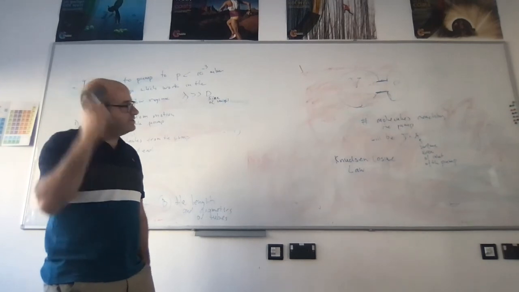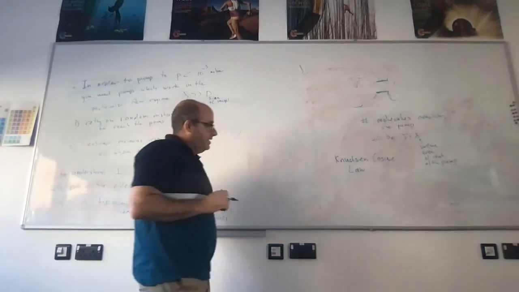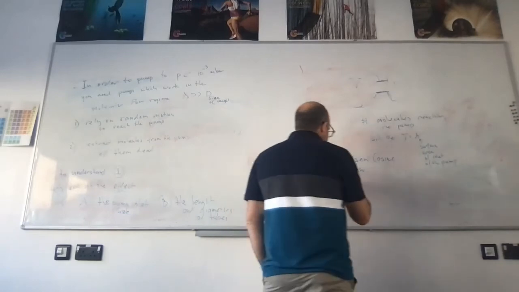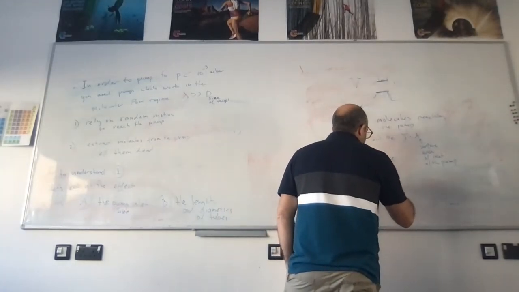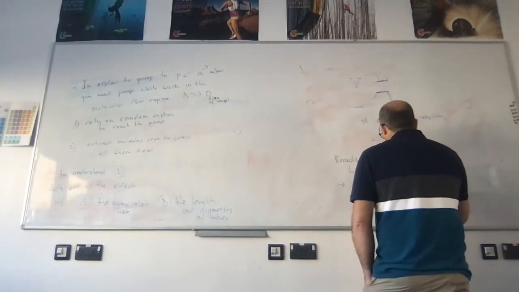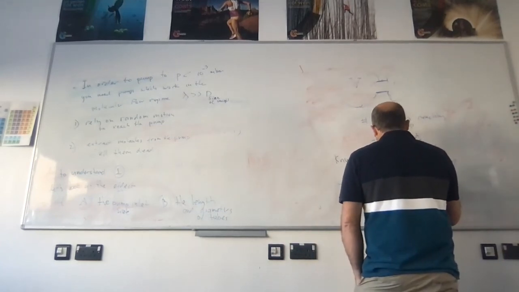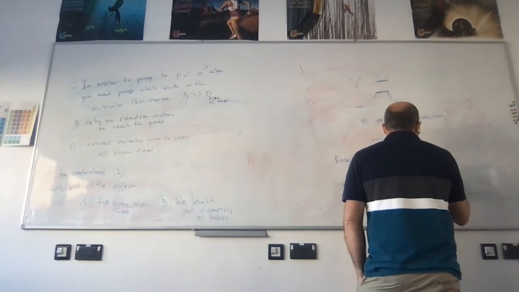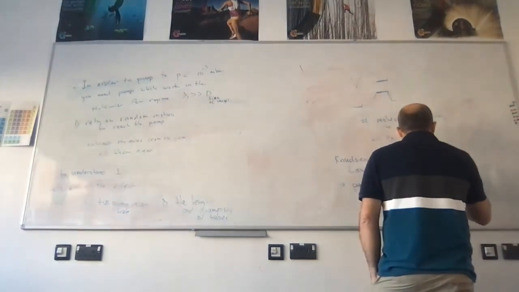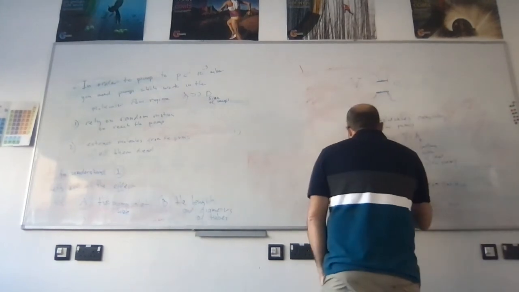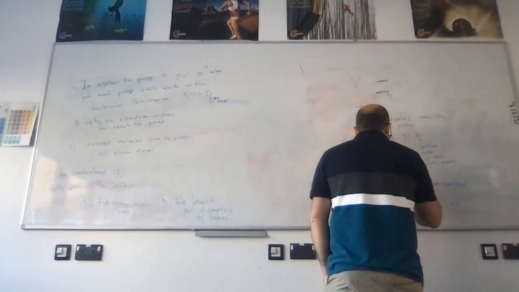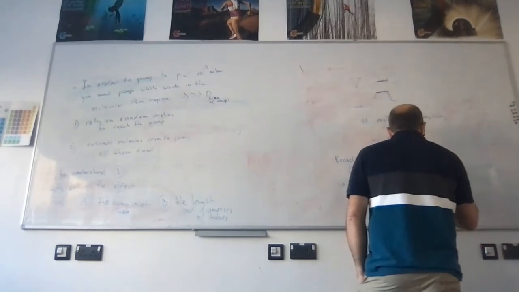The Knudsen cosine law tells you that particles, which could be molecules or atoms, scatter from surfaces, and I'll explain what that means, following a cosine distribution.